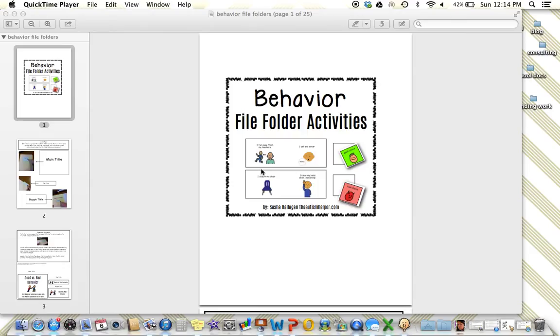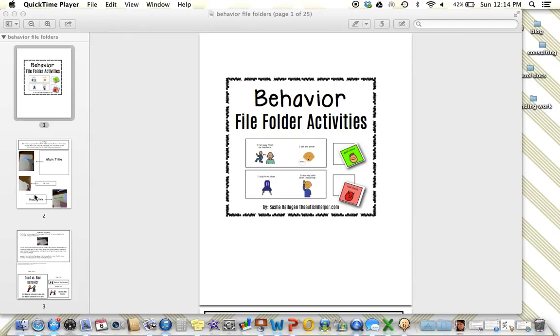I'm super excited about these. I've already printed and laminated out my own for my class, and I can't wait to start using them. This is going to be a great way to work on preventing problem behavior and to incorporate behavior management strategies into all parts of my classroom, even independent work time and structured teaching time.